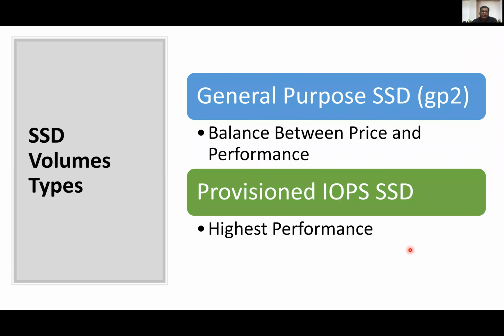For SSD volume types, there are again two types, the general purpose SSD, GP2, and provisioned IOPS SSD. What's the difference between these two? General purpose, as the name suggests, is a balance between price and performance. Provisioned IOPS will give you the highest performance, but the price will be higher too. So in the exam, you'll have a question like, there is an EC2 instance that wants to use an EBS volume, and they are concerned about highest performance, which SSD volume type will you use? In that case, you choose provisioned IOPS.